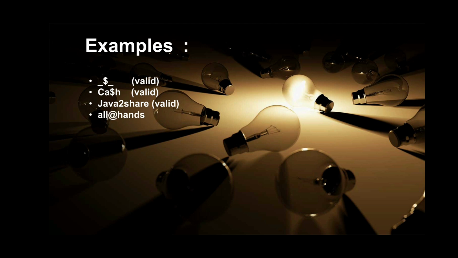One more. Think a bit and tell it's valid or not. It is invalid. Why means here we are using A to Z and one special character. What is the special character? We used at the rate. The rule says, how many special characters are allowed? Only 2 special characters are allowed. Those special characters are underscore and dollar. Here what we used, at the rate we used. Is it valid or not? Invalid.